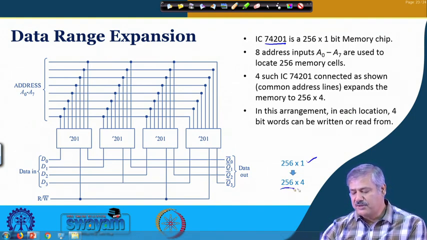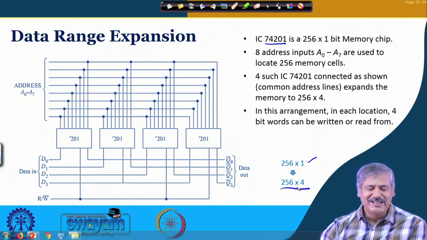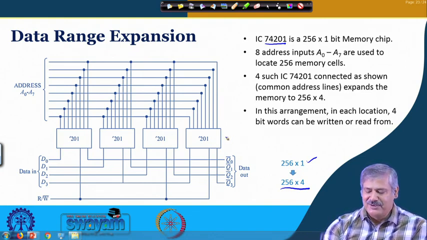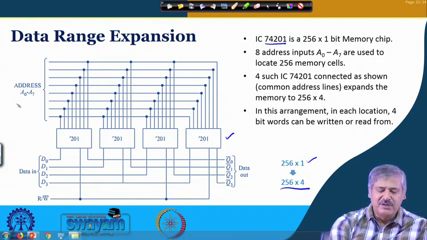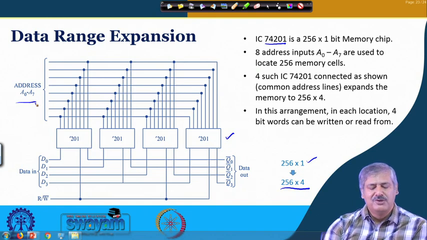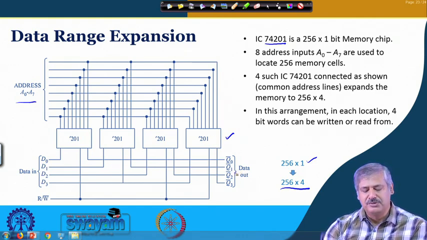And we want 256 cross 4, what will we do? We shall put 4 of them in parallel as you see over here. The address lines will be made common and we will feed the same address lines. So, whenever we invoke a particular address, the first location of each one of them will be addressed. Then you can write or read from each one of them, depending on your control inputs. Each one will give you 1 bit of information and together you get 4 bits of information.